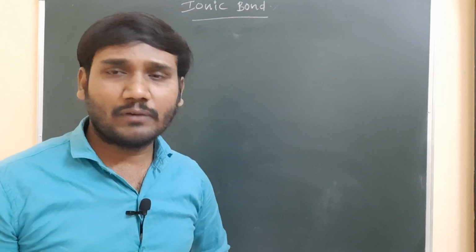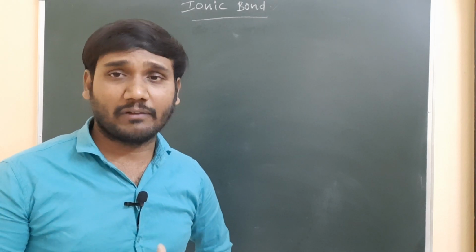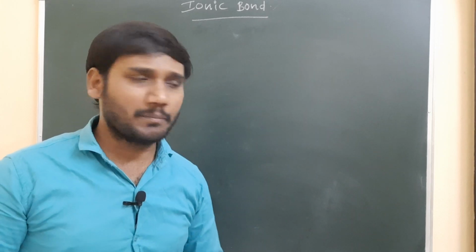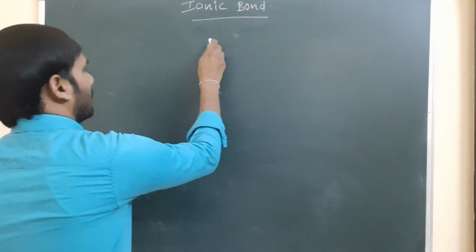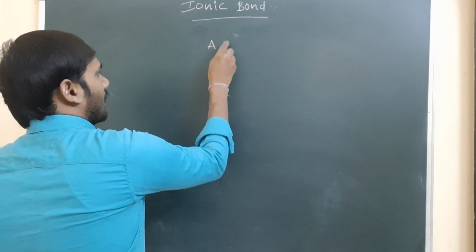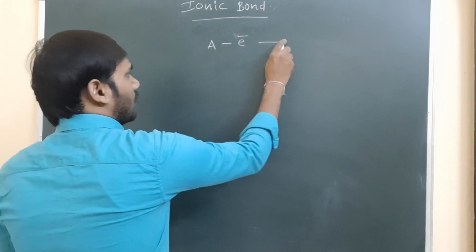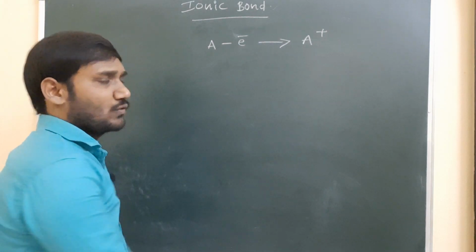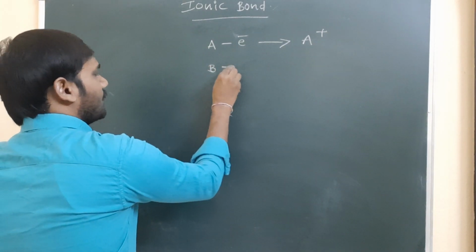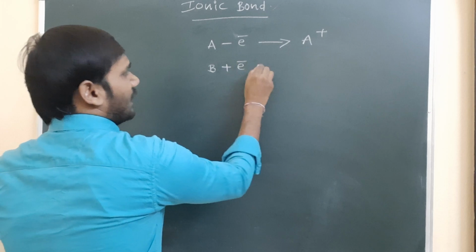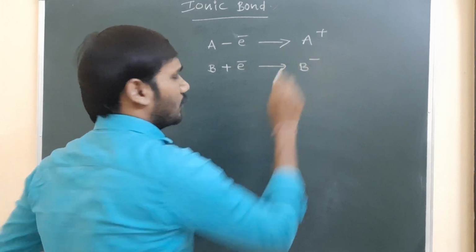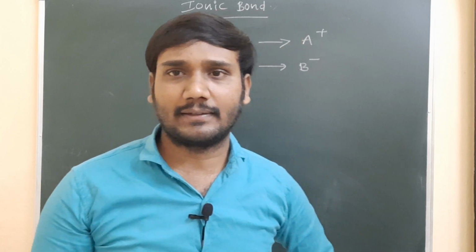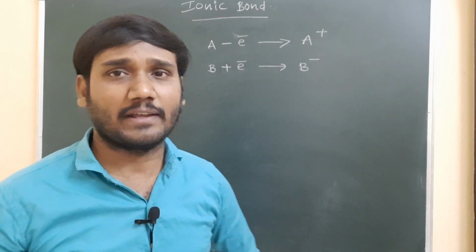Otherwise, the force of attraction which is developed between two oppositely charged ions we also call an ionic bond. For example, take A as an atom, and this atom by losing one electron is converted to A plus. The next one, B, is an atom, and by gaining one electron it is converted to B minus. Now one is A plus, the other is B minus. So we can say one is a cation, one is an anion.